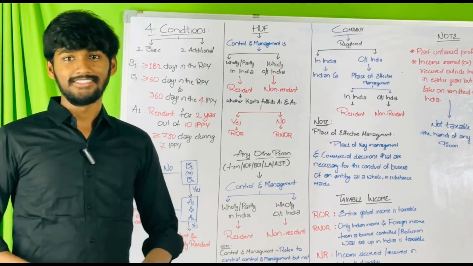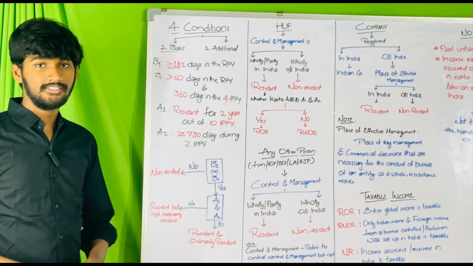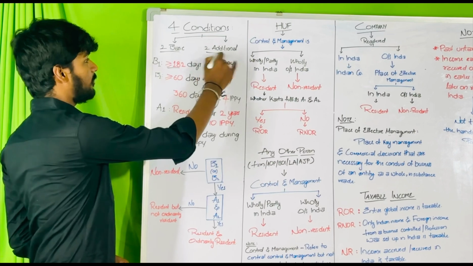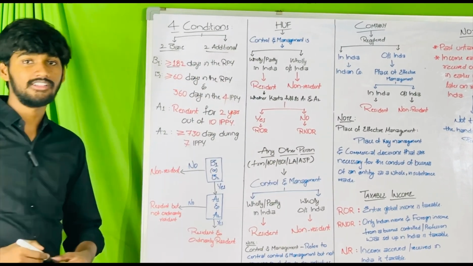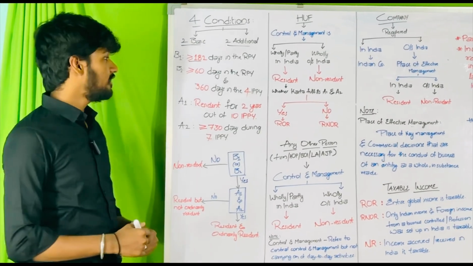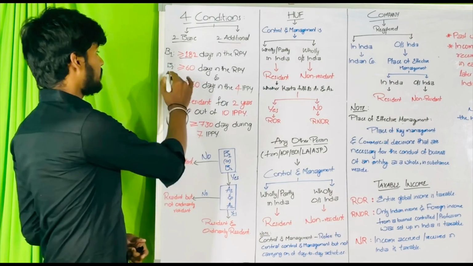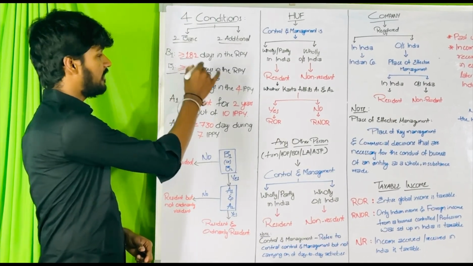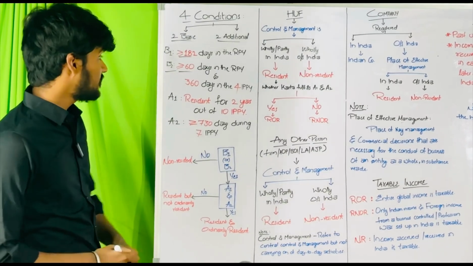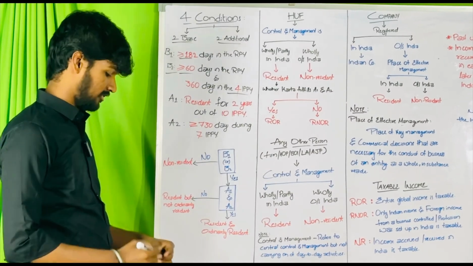Welcome to MantriCAcademy. Coming to the topic, to determine residential status, there are total 4 conditions: two basic conditions and 2 additional conditions. Basic condition 1 is the person must stay in India for more than or equal to 180 days in the relevant previous year. The basic condition 2 is the person must stay in India for more than or equal to 60 days in the relevant previous year and 365 days in the 4 immediately preceding previous years.